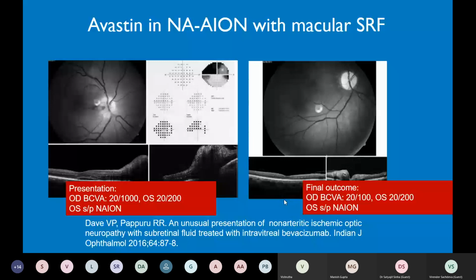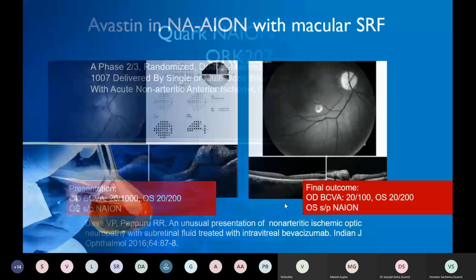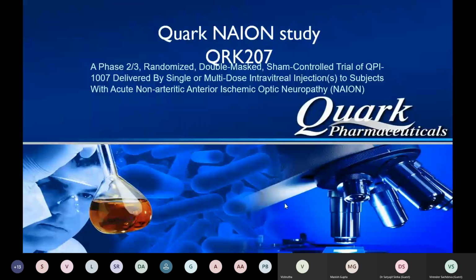The recent treatment proposals have been in the form of two landmark trials. One is called the QRK207 study, the QRK NAION study. In this, they tried to treat patients with acute NAION with an intravitreal injection of a drug called QPI-1007. It's a caspase inhibitor and inhibits the apoptosis following the insult.